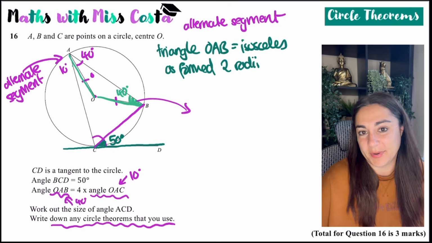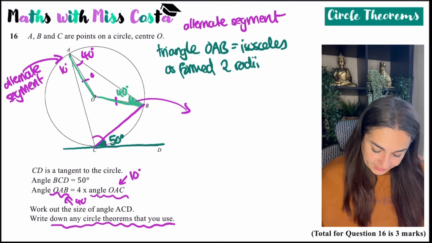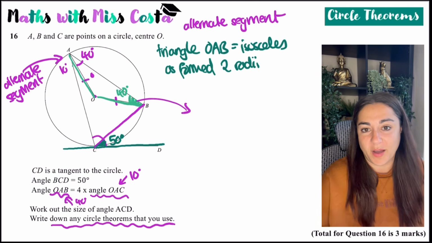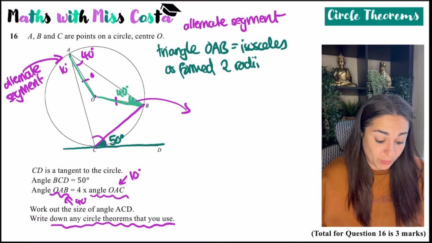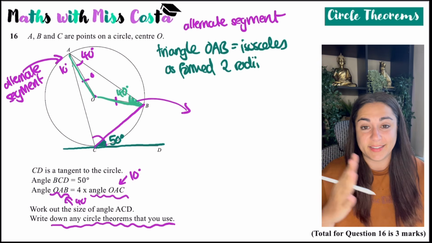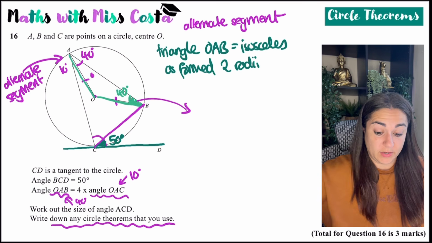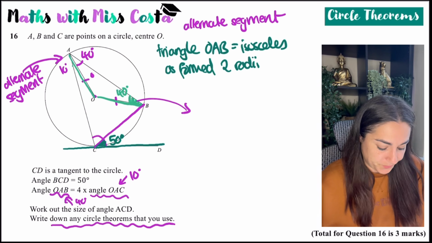It's not a circle theorem, but it's just extra reasoning. And actually, this is only a 3-mark question, so perhaps you don't need that. But if you hadn't spotted that it's an isosceles, whenever a triangle is formed by two radii, it's always going to be isosceles. So that's another little step in your circle theorem armor that you need.